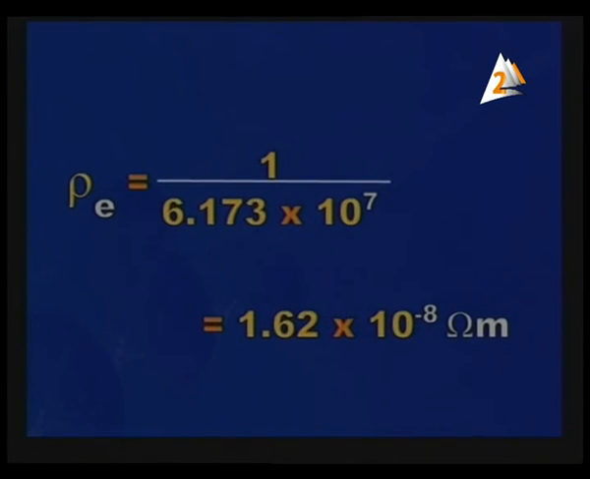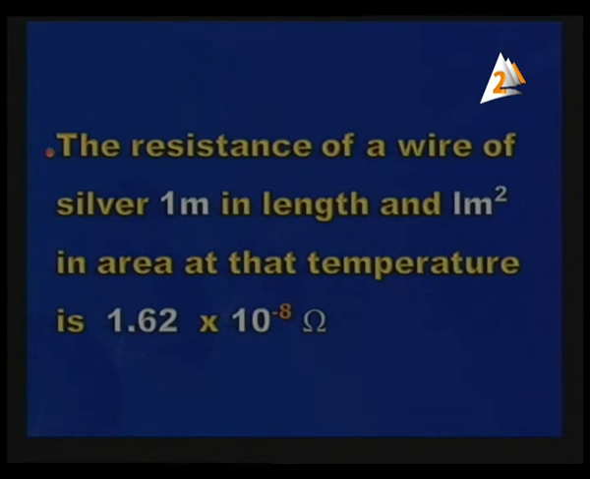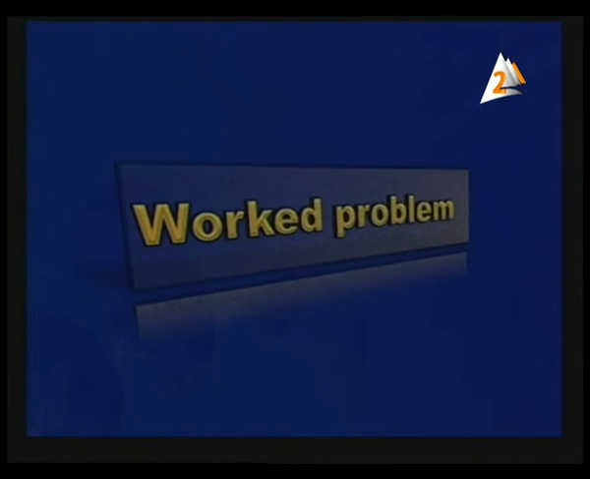It is resistance, remember, but on 2 conditions: length should be 1 meter, area 1 meter squared. So we can say the resistance of a wire of silver 1 meter in length and 1 meter squared in cross-sectional area at that temperature is 1.62 times 10 to the power of negative 8. And your attention, please, the unit is ohm, since we are talking about resistance. Thank you very much. Okay, now let's solve a problem.